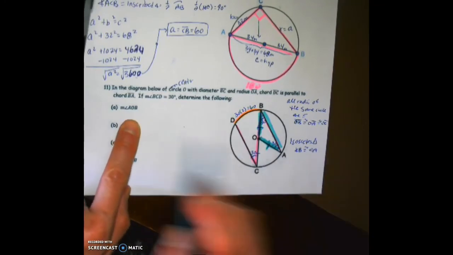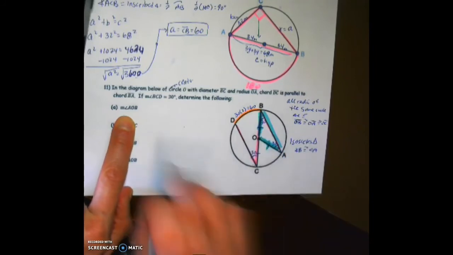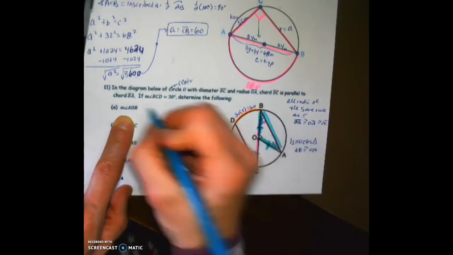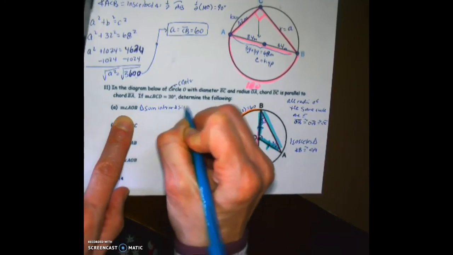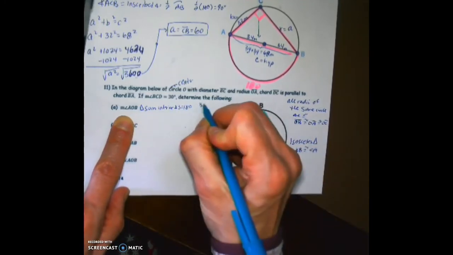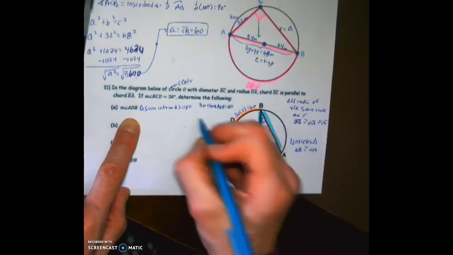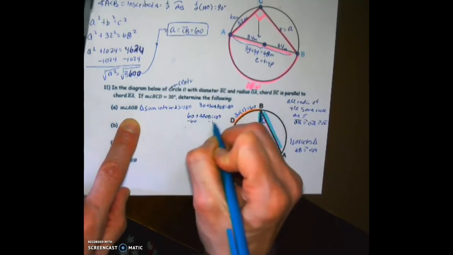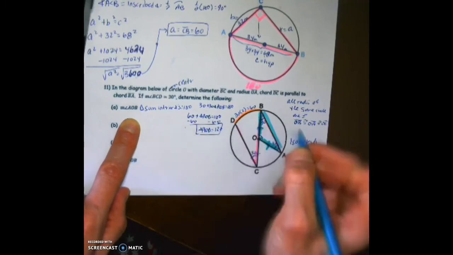So let's see what else we can do. It says find the measure of angle AOB. Well, we have a lot of information here. There are a couple of different ways to do this, but one of them is that this angle is part of the triangle. So we know that the sum of all the interior angles of a triangle is 180. So 30 plus 30 is 60, plus angle AOB is 180. Subtract 60, and angle AOB is going to be 120 degrees. So I'll put that in there.